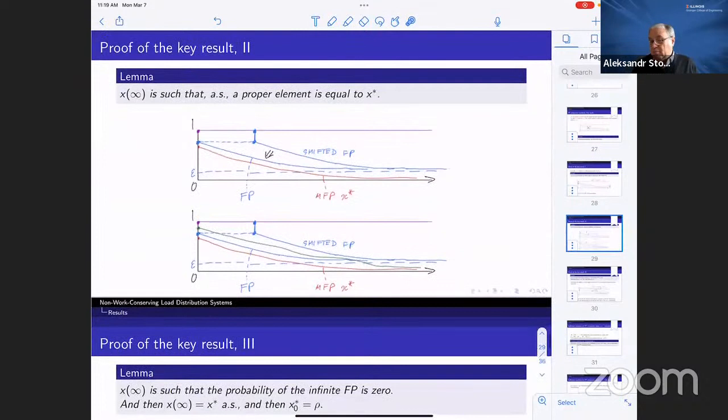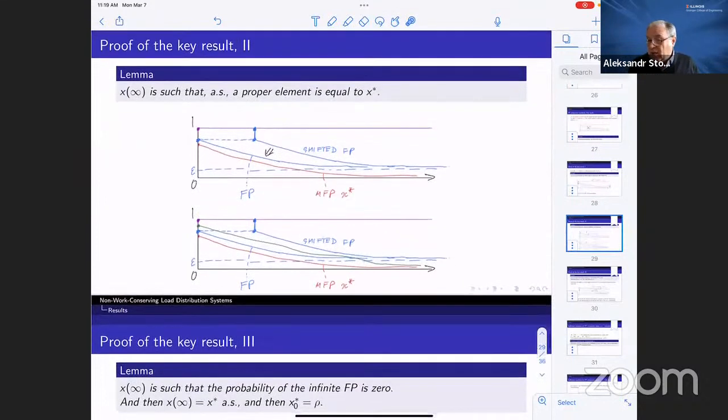The second step is that any proper element with probability 1, in fact, has to be equal to the fixed point x star, which is the minimum fixed point. This is very key. So the argument goes like this. I will do it very quickly. This is our minimum fixed point.